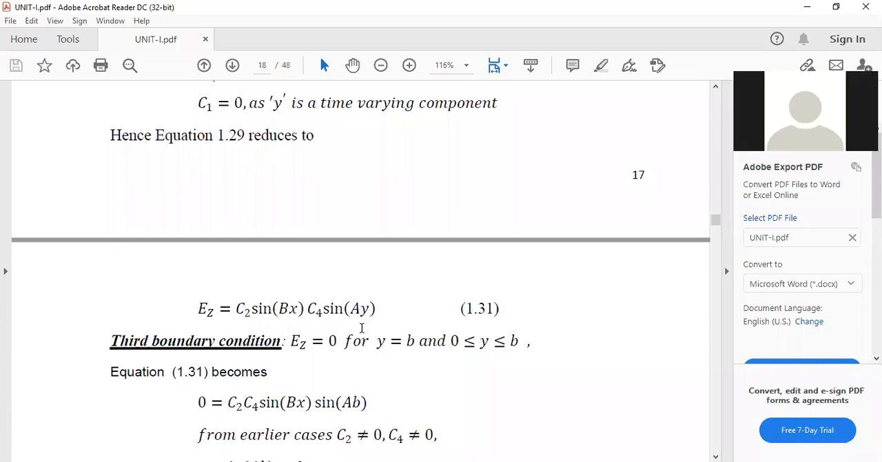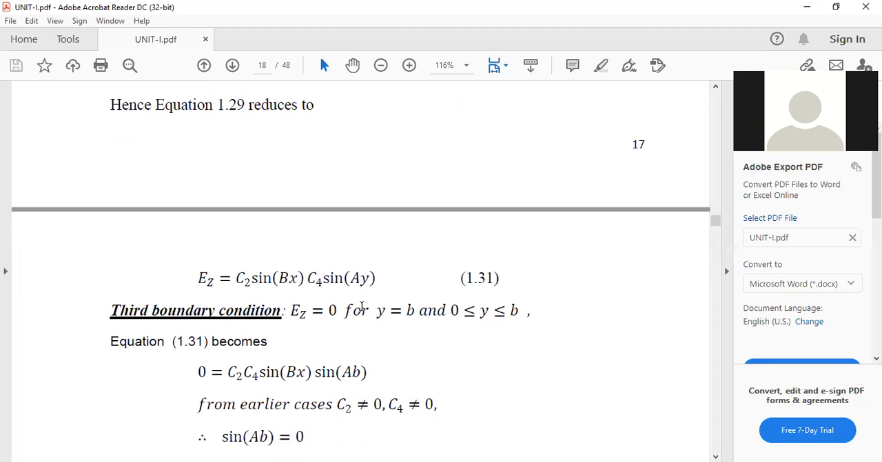Are you clear? Any doubt? It's clear. Okay. Now Ez is equal to C2 sin Bx, C4 sin Ay, since we have only sin terms here. So this is very, very important. A definite question, either TM mode or TE mode. Please be careful and listen carefully.